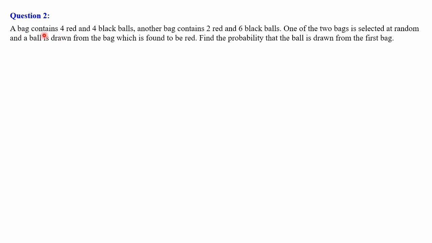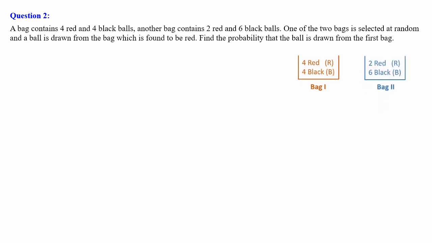So there are 2 bags. First bag is having 4 red and 4 black balls, and the second bag is having 2 red and 6 black balls. And you are choosing one of the bags at random and a ball is taken from it, and it is found to be red, means you are choosing a red ball, and we have to find out the probability that the chosen red ball is from the first bag. So here there are 2 bags. Bag 1 is having 4 red and 4 black balls, and bag 2 is having 2 red and 6 black balls.